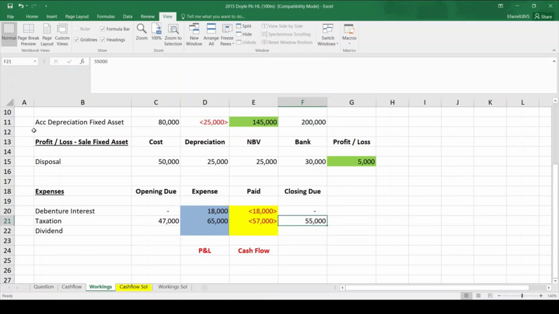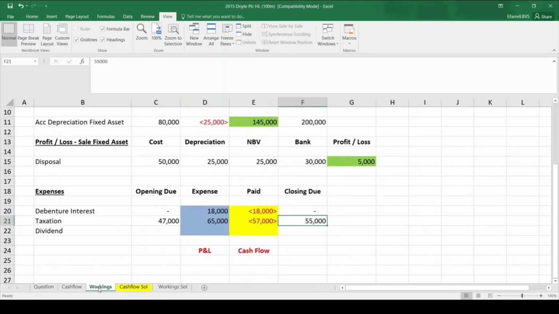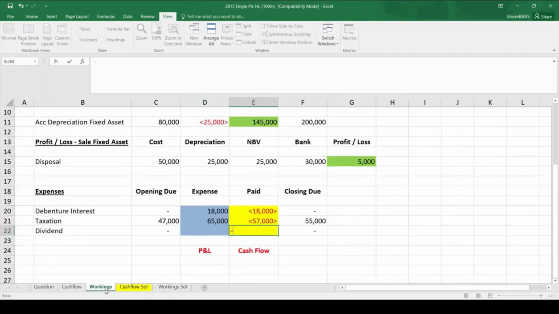Again, with dividends, there's no dividends due at the start or no dividends due at the end. So my opening due is 0 and closing is 0. In the question, it tells us dividends paid during the year amounted to 55. So the paid was 55. So if there was none owed at the end and I paid 55, the expense must have been also 55. Otherwise, there would be some still due. So these expense figures, I'm going to put into my abridged P&L, and the paid figures, the ones that were actually paid, are what goes in the cash flow statement.